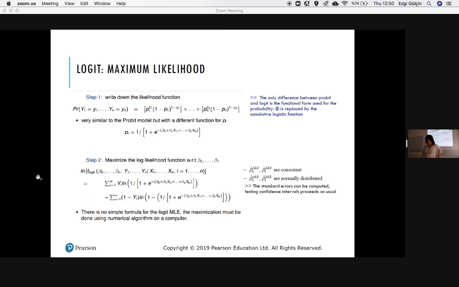And this is for the logit model. Again, the only difference is that now we are replacing this phi function with the logistic function. And then again, by using the maximum likelihood estimator, we would have consistent, normally distributed, and efficient estimators.